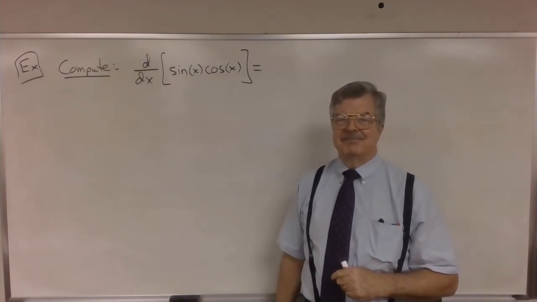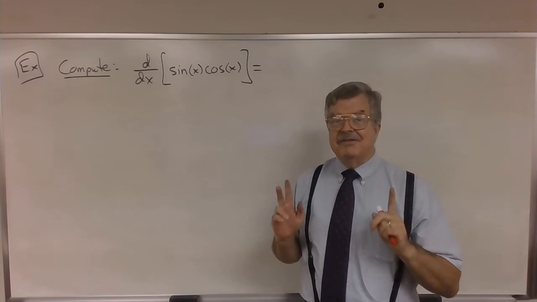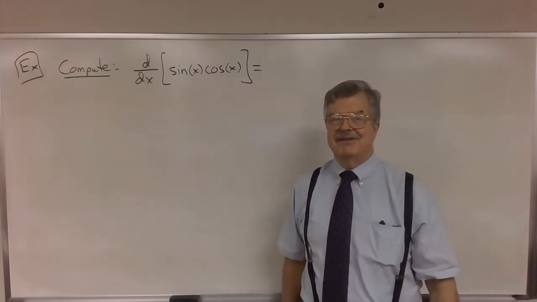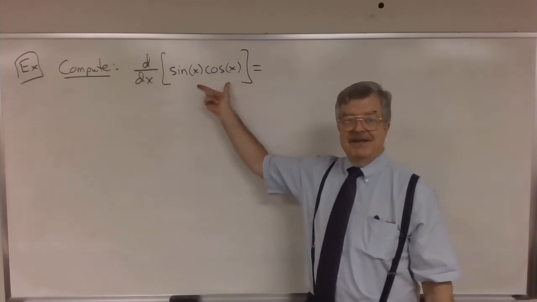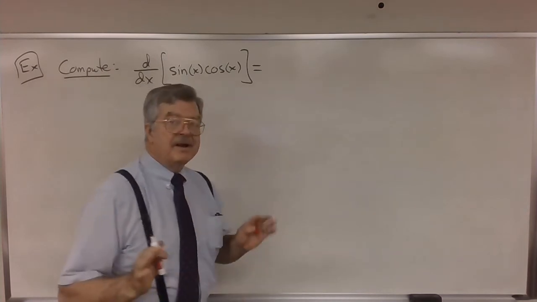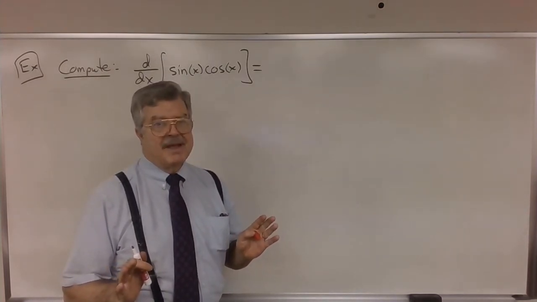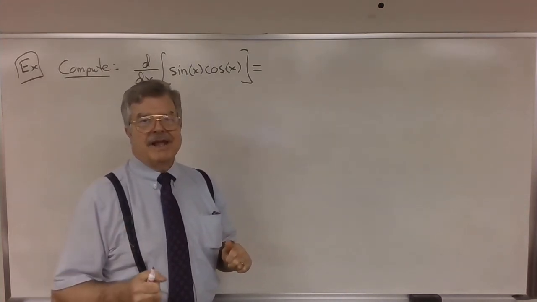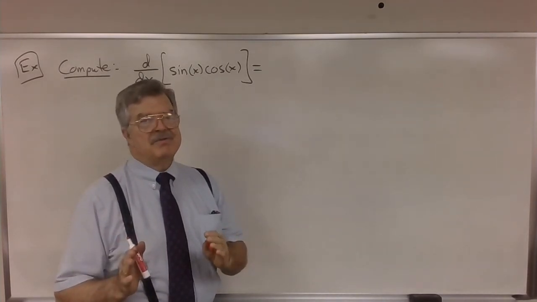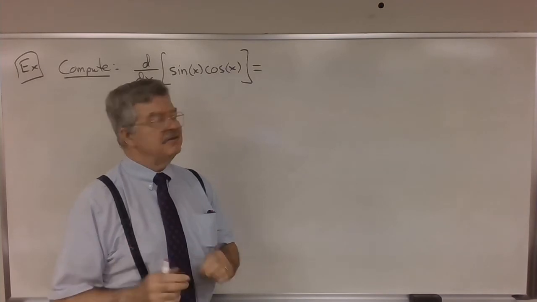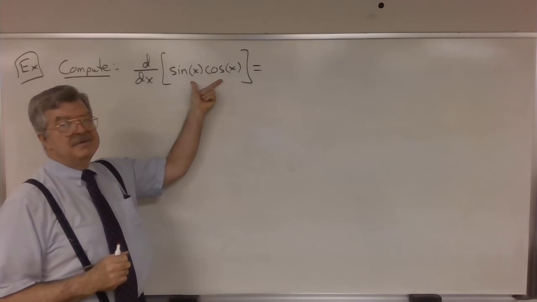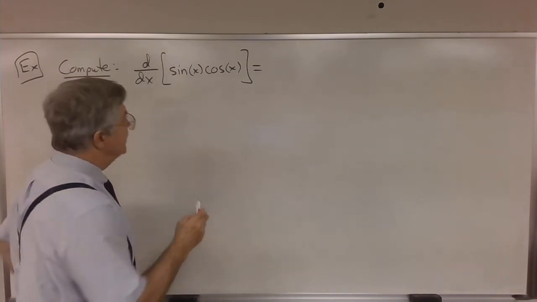What is it? This actually is sine of x times cosine of x. This actually is a product. So we're not going to use the chain rule. We don't use a chainsaw to hammer nails. We use the chain rule to compute the derivatives of composite functions. But when we compute the derivatives of products, we use the product rule.